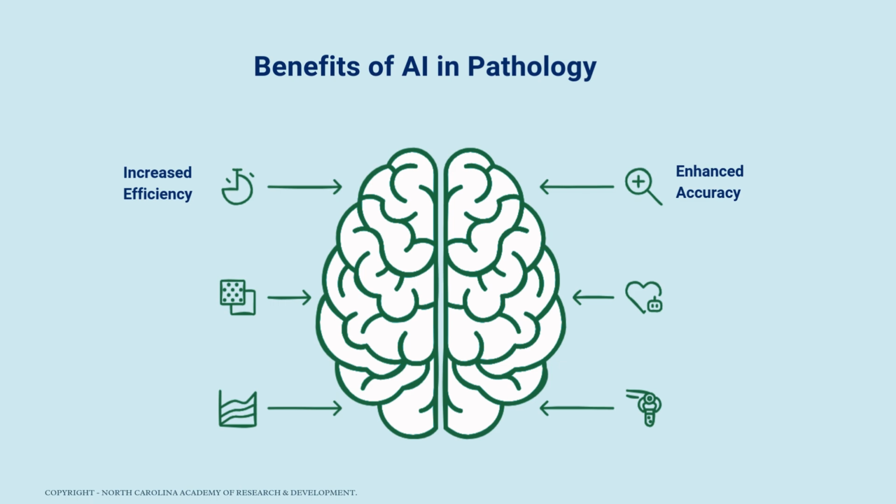AI tools can spot subtle patterns and anomalies that may be overlooked by the human eye. This leads to more accurate diagnoses and ultimately better outcomes for patients. Consistency is key in healthcare. AI standardizes the analysis of tissue samples, minimizing variability between different pathologists and ensuring a uniform approach to diagnosing conditions.